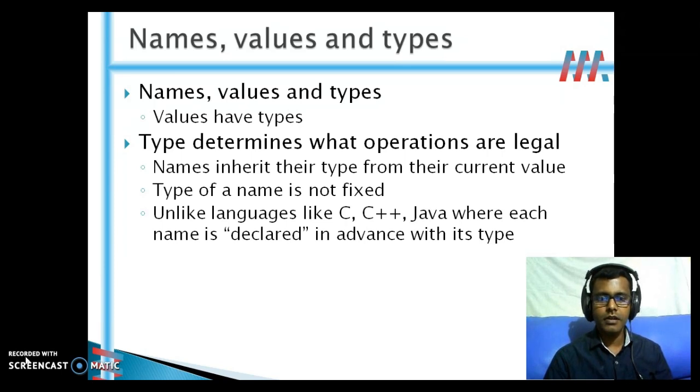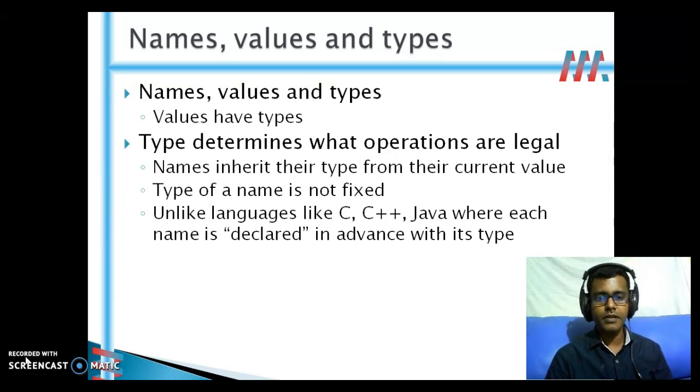The names inherit their type from their current value. For example, i is assigned 10, then automatically i is assigned an integer type, which is inherited from the current value of i. In the next line, I am going to assign i equal to 5.2, then automatically the type of i is assigned to float. So automatically the data type of the variable changes based upon the current value of the variable.